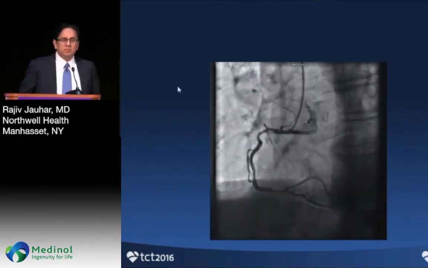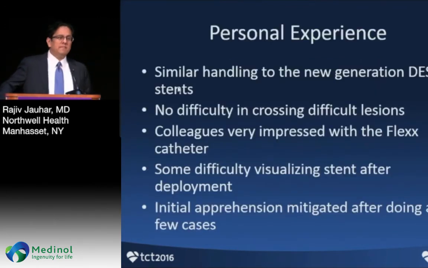In terms of my personal experience, we found it in our hospital. We enrolled about 57 patients, Dave? It's amazing. Yeah. 57 patients in this study. And I must tell you, there was an initial apprehension to trying something new. As everything in life, there's always that inertia of trying something new. But that initial apprehension was quickly mitigated after doing a few cases because of the deliverability of this stent.